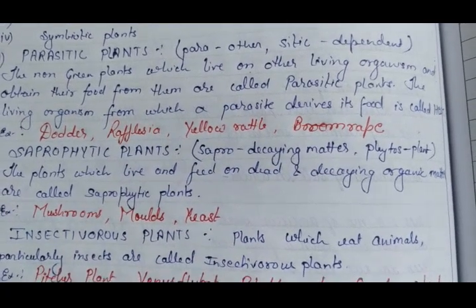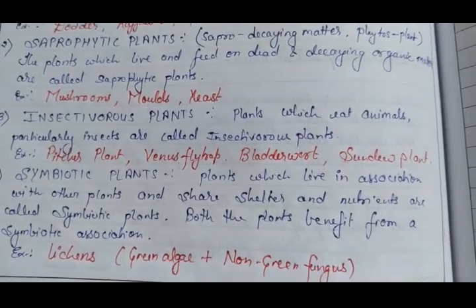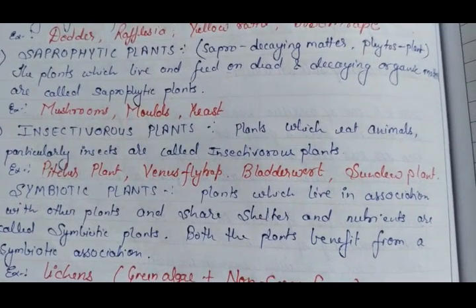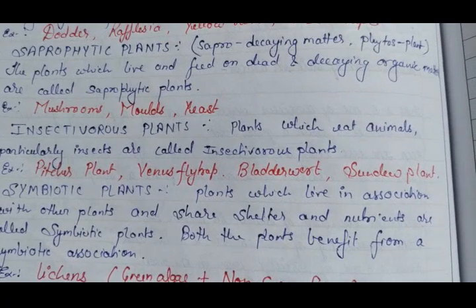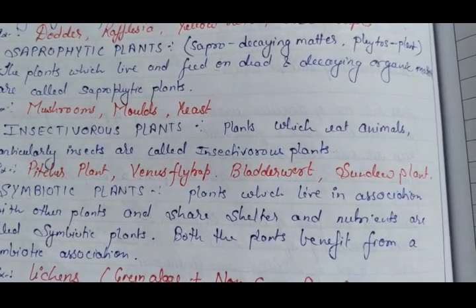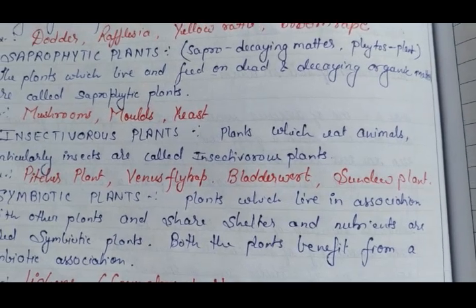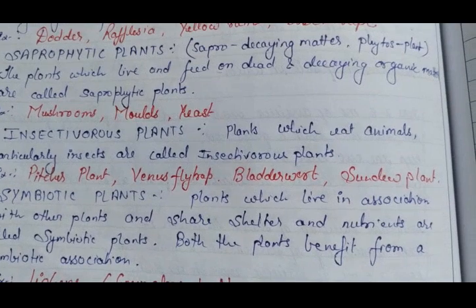Okay, then the next one is insectivorous plants. Plants which eat animals, particularly insects, are called insectivorous plants. See, it doesn't mean insectivorous plants do not prepare their food. They prepare their food, but just to fulfill their need of nitrogen, because they grow in nitrogen deficient places, they eat insects to fulfill their requirement of nitrogen.